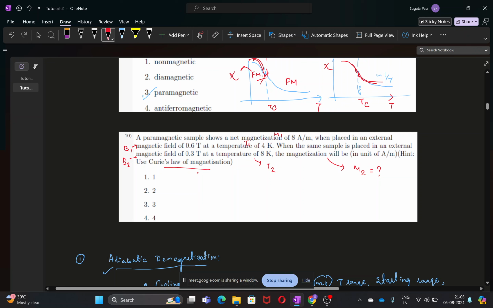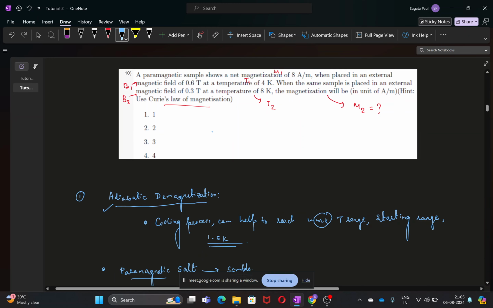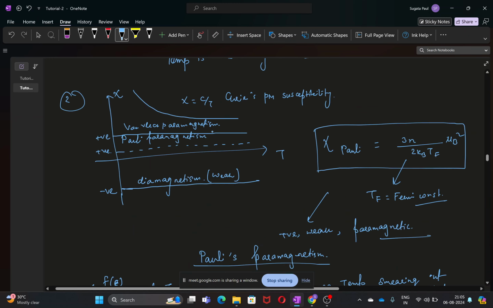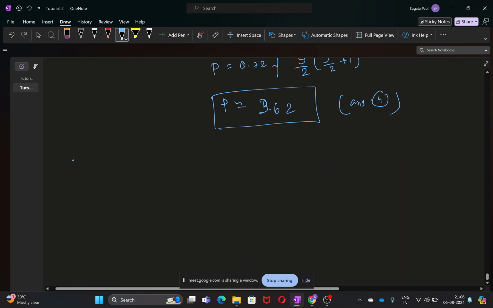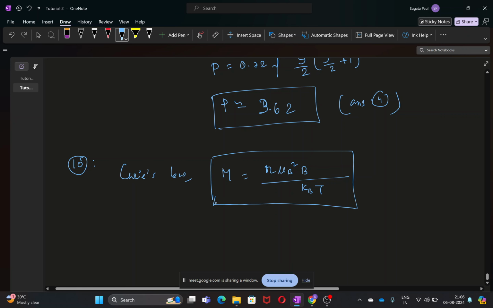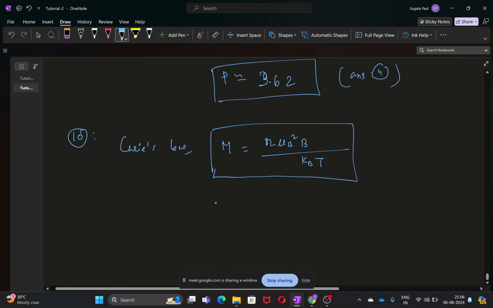The hint makes the problem very simple for us to solve, because you know the Curie formula of paramagnetism, right? So let us recall that in one line. I need not go through all the derivation. You can go through the derivation in the lecture series. Curie's law of magnetization says that your magnetization M goes like small n mu_B squared B divided by k_B T, where n is the electron density, mu_B is the Bohr magneton, B is the magnetic flux density, k_B is the Boltzmann constant, and T is the temperature.